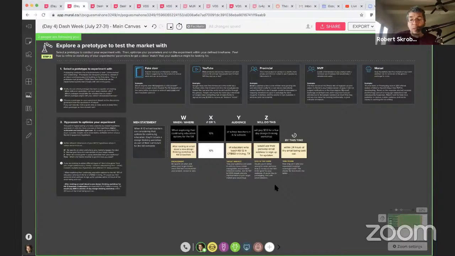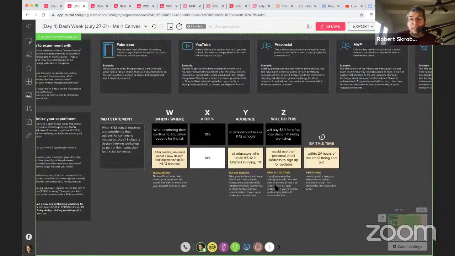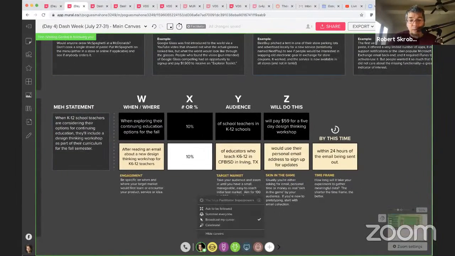So the interesting thing about this one is the skin in the game down here, and I'll summon everyone so that you're in the same spot I am. If I can make it work, hang on a second. There we go. So this one changed from pay $59 for a 5-day design thinking workshop to would use their personal email address to sign up for updates.